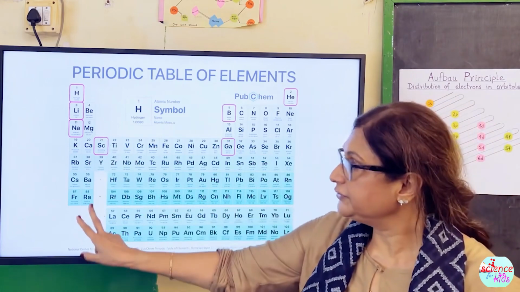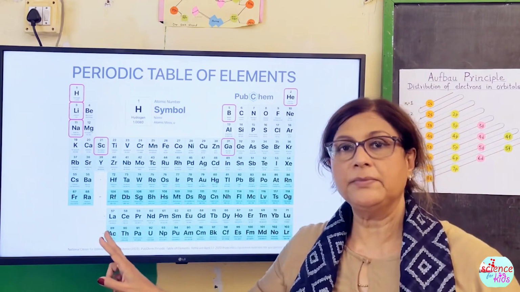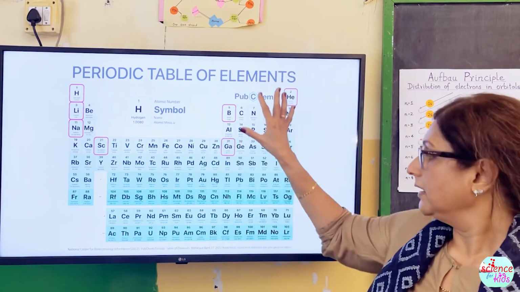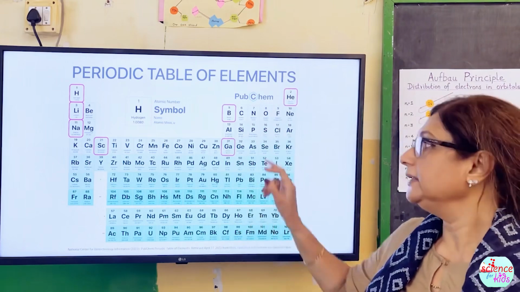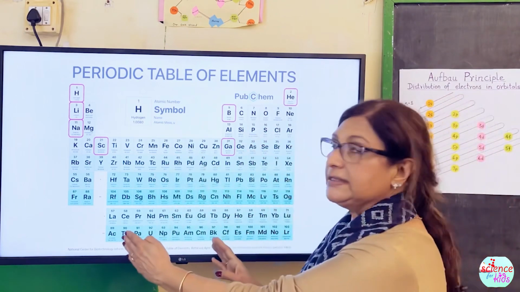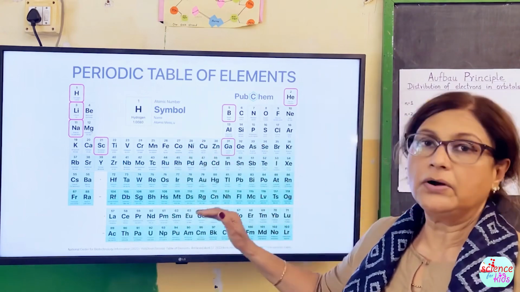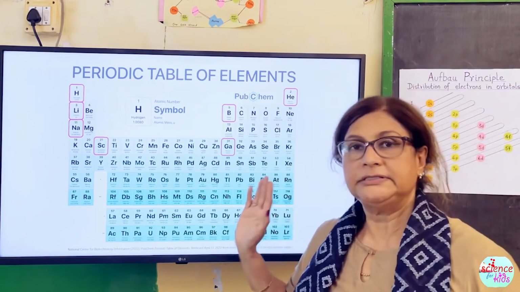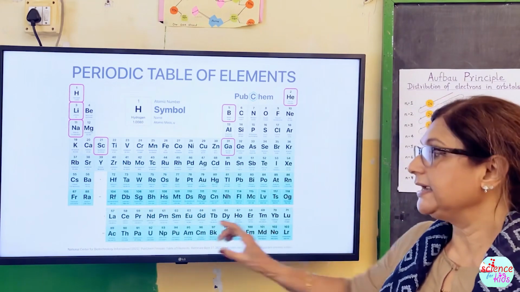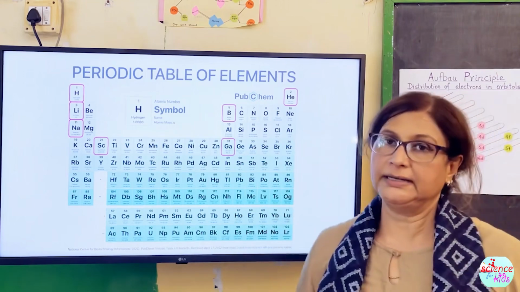The first 2 groups fall under the s block, which holds a maximum of 2 electrons. The last 6 groups come under the p block, which holds a maximum of 6 electrons. The middle portion, the transition elements, is the d block, and the d block holds a maximum of 10 electrons. And the bottom 2 rows which you see, that is the f block, holding a maximum of 14 electrons.